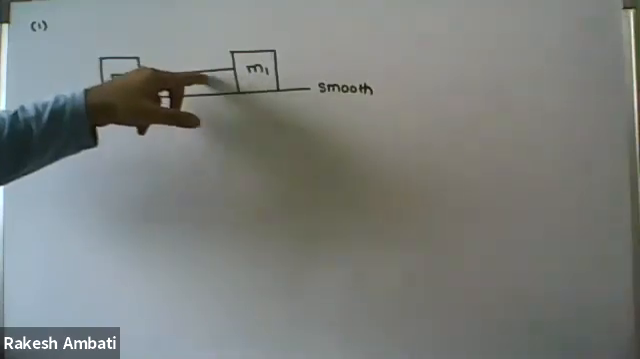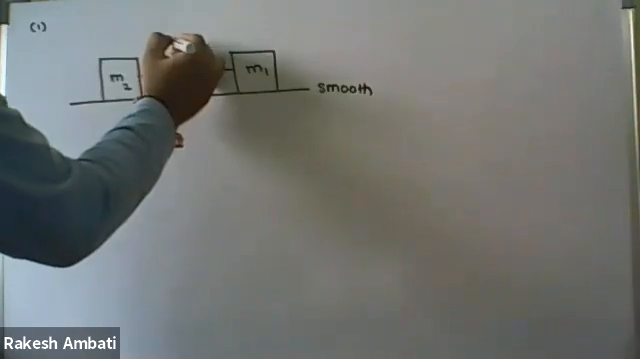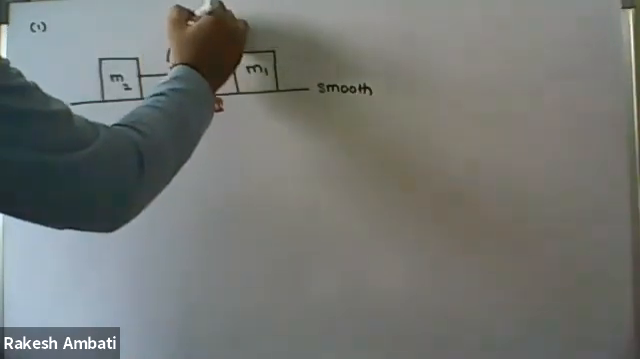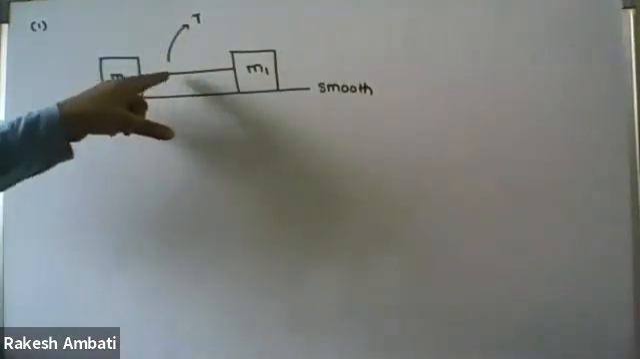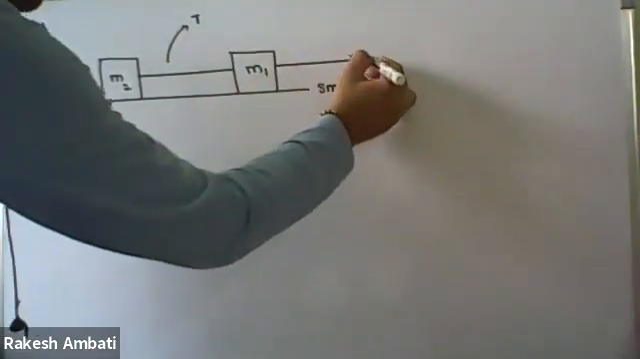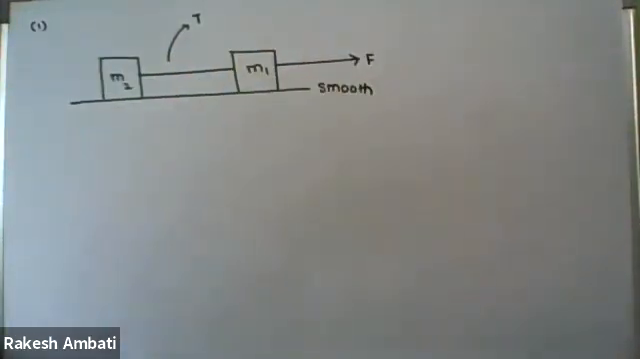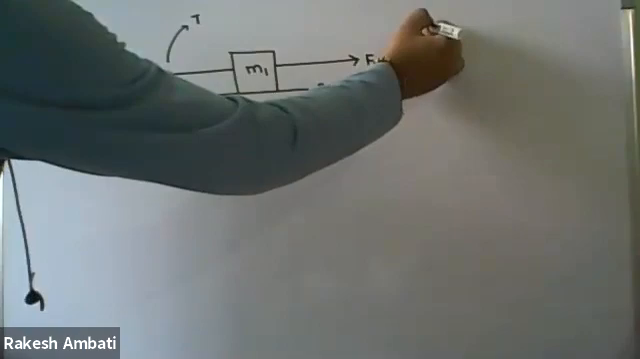now what is the tension force at all points along the string? Constant. So this tension force in the string, let it be T. Then after, a force is applied.